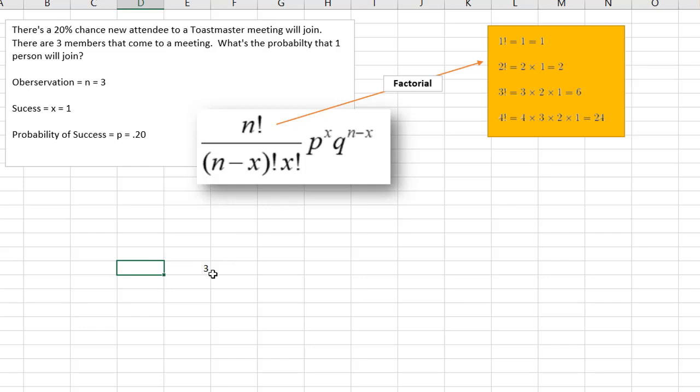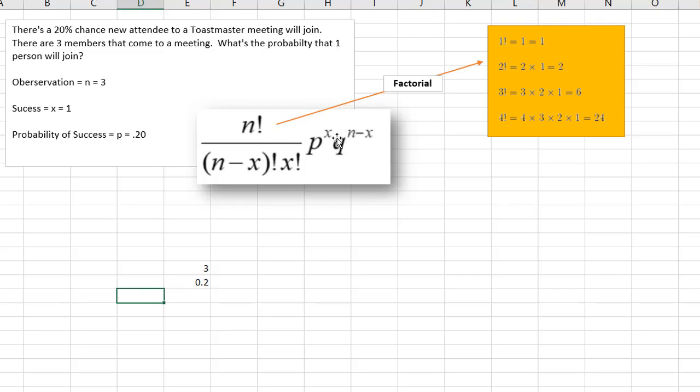Our second one is p. And p is our probability of success. So that's going to equal 0.2 to the power of x. So the caret sign gives me the power. X is my success. That's 1. Press enter. That will give me 0.2.